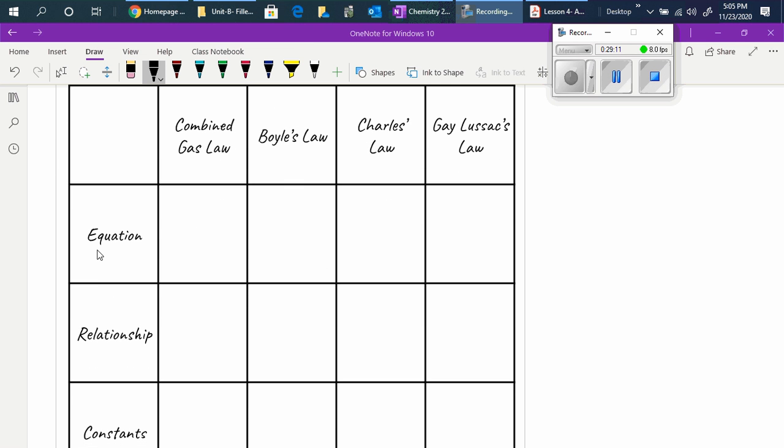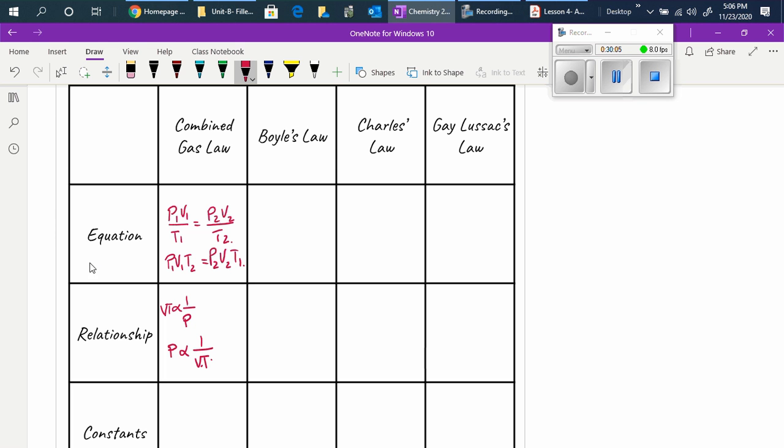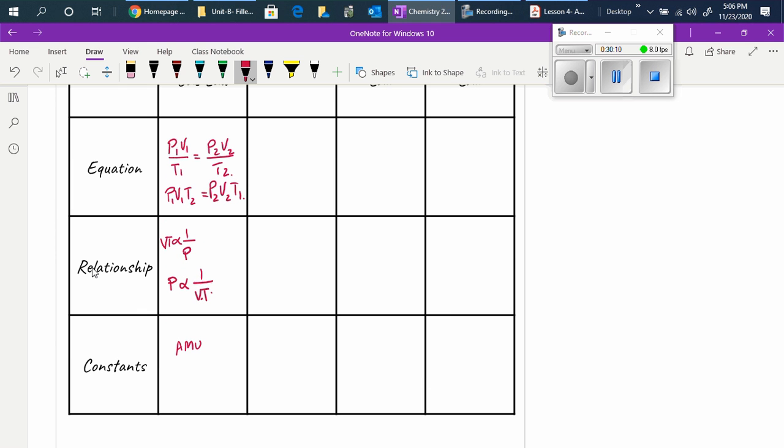The equation for the combined law is P1 V1 over T1 equals P2 V2 over T2. Sometimes we see it as P1 V1 T2 equals P2 V2 T1. This is the equation. Here, the product VT is directly proportional to the inverse of pressure, or you can say that pressure is directly proportional to the inverse of the product VT. What is kept constant in the combined law is the amount of gas, or the number of moles.